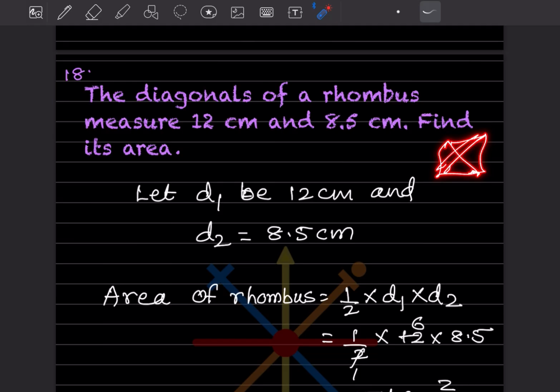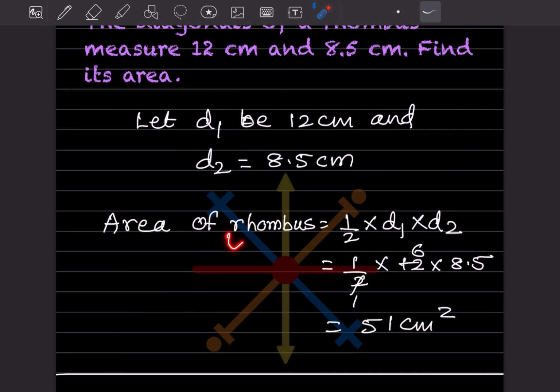There is a formula for this: the area of a rhombus is half into d1 into d2. Because there are two diagonals here, we can say one diagonal d1 is 12 and d2 is 8.5. So this is the formula, half into d1 into d2. So half into 12 into 8.5, here it will be 51 centimeter square.